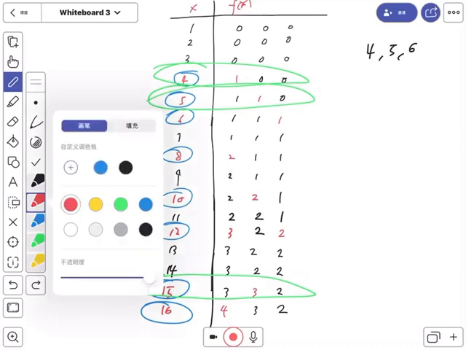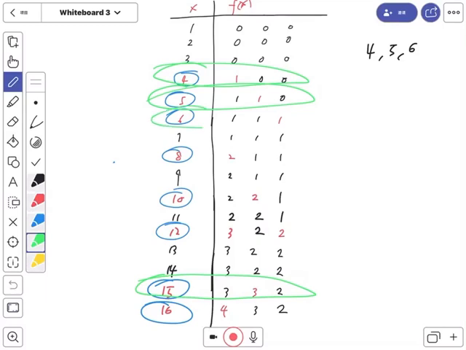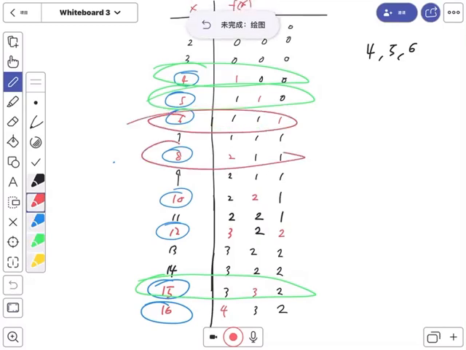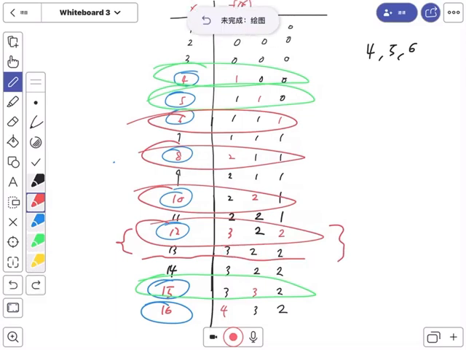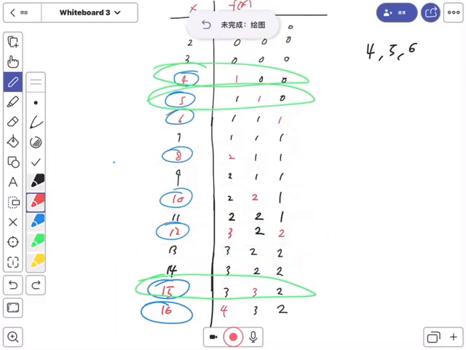But when you look at 6, 8, 10, and 12, they do not satisfy this condition. Well, why is that? Because you have another number that satisfies this combination. So therefore, these are not unique.